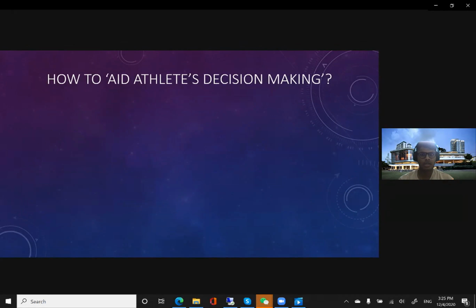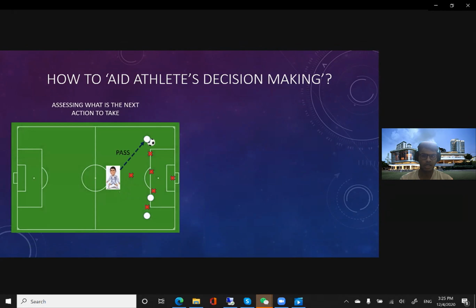Until now, we looked at the problem statement. So now let us look at the methodology that we will be using in order to solve this problem. First, we look at the different possible next actions that a player can take, which could be a dribble, a pass, or a direct shot, and then use data-driven approaches to assess which amongst these is the best and choose that to be the best next action that the player must take.